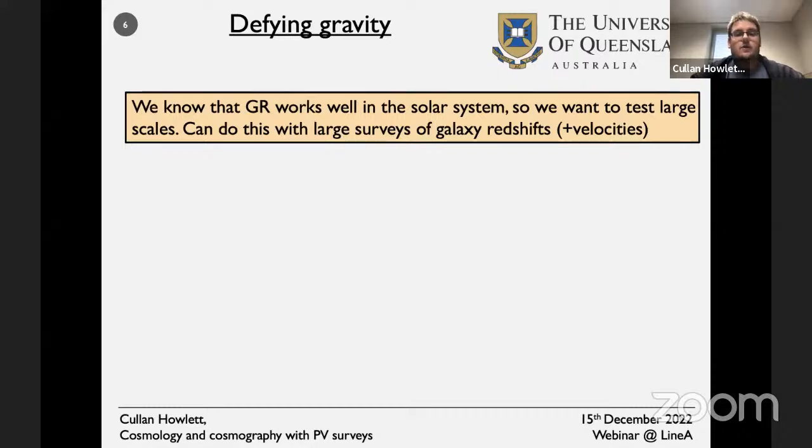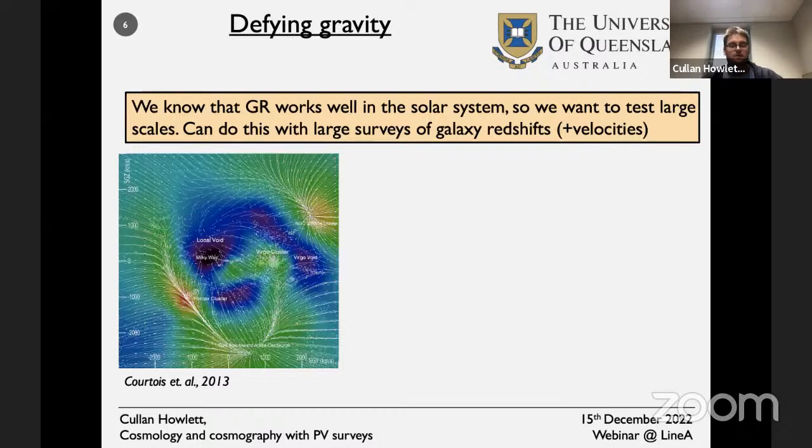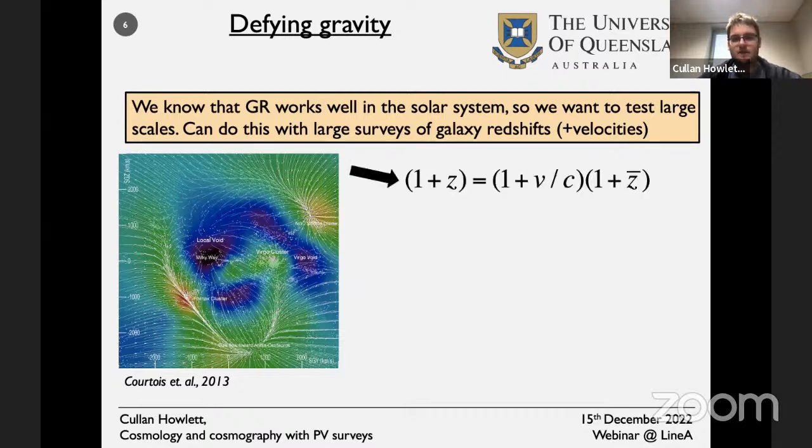And so we know that GR works well in the solar system, so we want to test it on large scales. And we can do this with large surveys of galaxy redshifts, and as I'll also tell you in this talk, also with measurements of peculiar velocities. So this is a map of the field of galaxies around us. And this is actually a reconstruction built using peculiar velocity data.